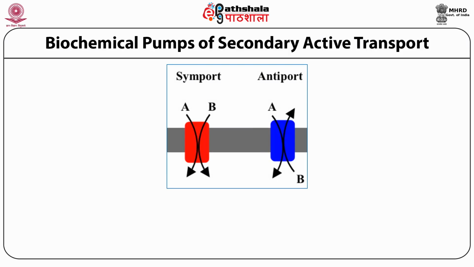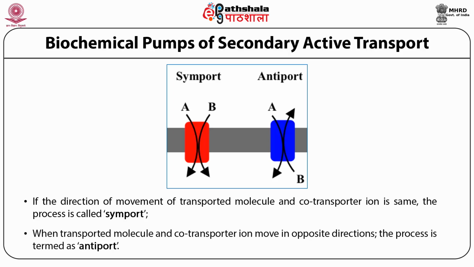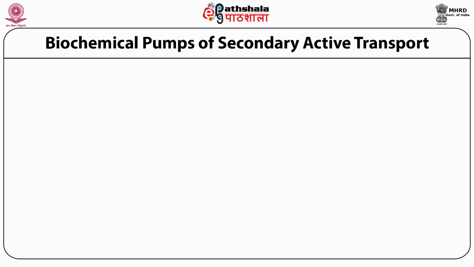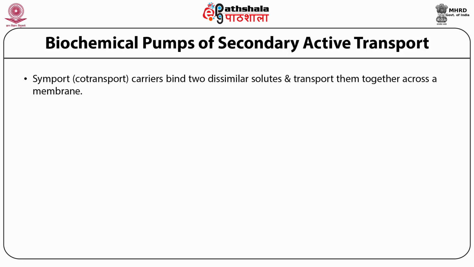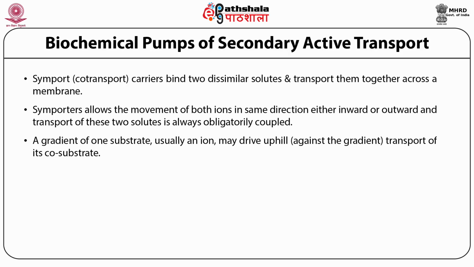As you can see in the figure, if the direction of movement of the transported molecule and its co-transporter ion is the same, the process is known as symport. Whereas if the transported molecule and its co-transporter ion move in opposite directions, the process is known as an antiport system. Symport carriers bind two dissimilar solutes and transport them together across a membrane. Symporters allow the movement of both solutes in the same direction, either inward or outward, and transport of these solutes is always obligatorily coupled.